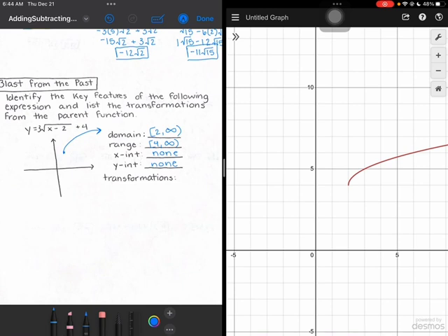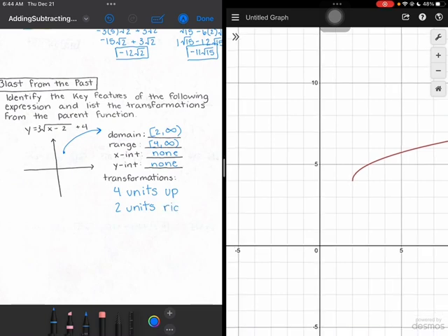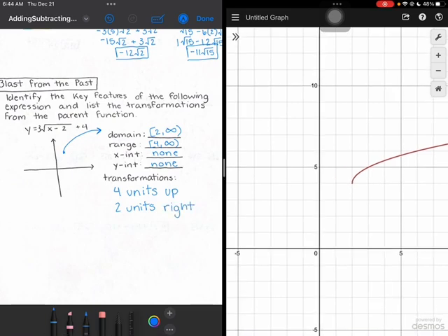Now, talking about our transformations, this 4 on the outside clearly moved it up because the center is normally at 0, 0. So I would say 4 units up. That 2, remember it's opposite kind of what we think on the inside. So instead of going left 2, this is going 2 units right. And the last thing is that 3 in front. And that 3 is telling us a vertical stretch by 3.